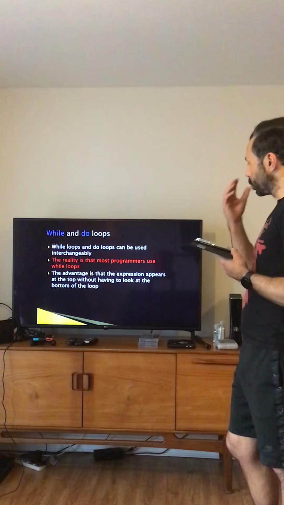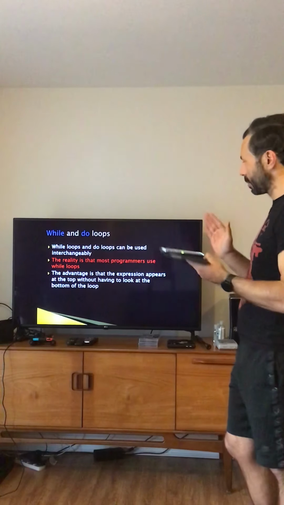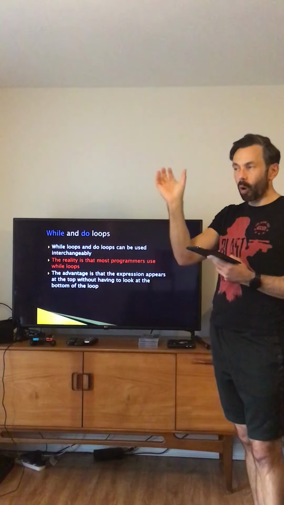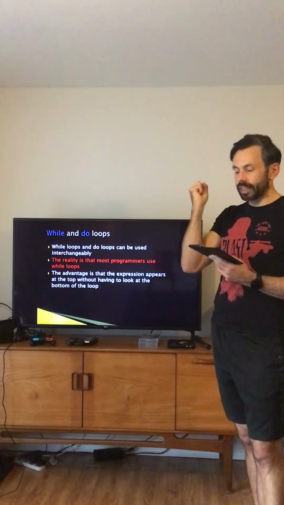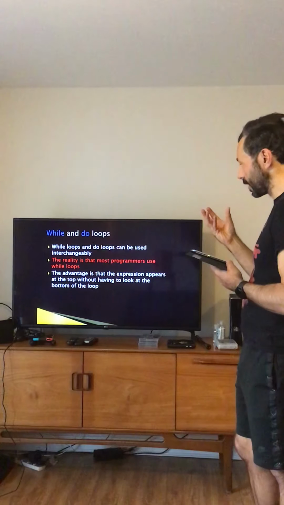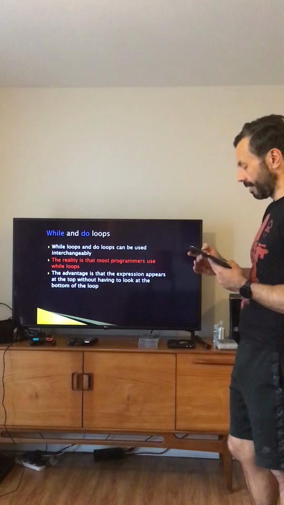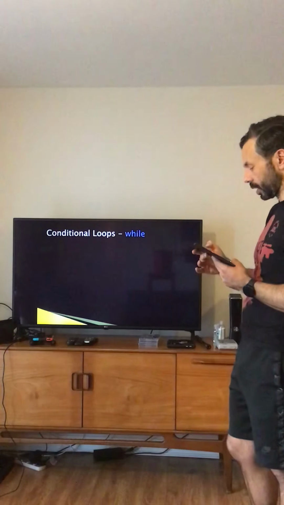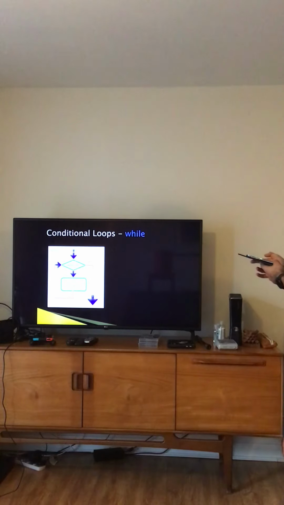While loops and do loops can be used interchangeably. The reality is most programmers use while loops, and that's because the condition is at the top of the loop, where the programmer can see it. The advantage is that the expression appears at the top without having to look at the bottom. So it's more logical for most people. While loops are generally the norm. That is reality. Okay, so there's a diagrammatic representation of a while loop.